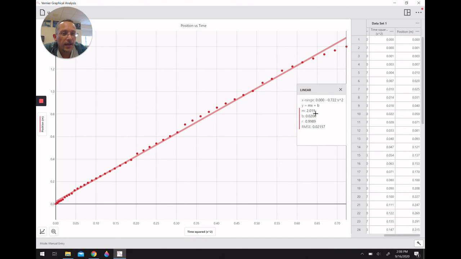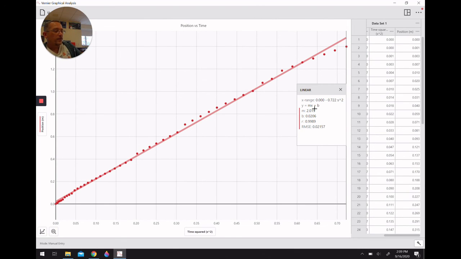And the slope is that number right here we just talked about, 2.02. X is what's on the x-axis. So what's down here on the x-axis is time squared. So I would put t squared. And then b is your y-intercept, which should be 0. So here we'll put delta x equals 2.02 t squared.